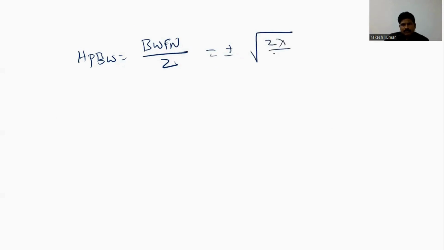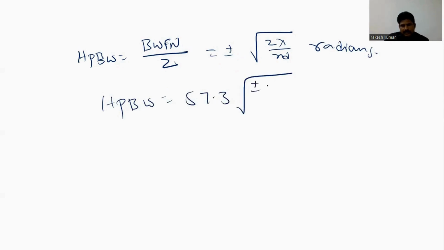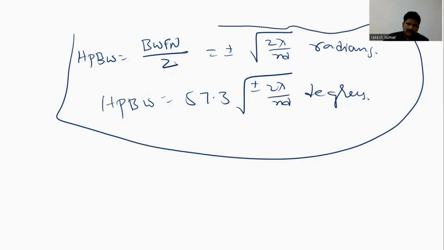Similarly, we calculate the half power beam width. We know the relationship between first null and half power beam width. Half power beam width is equal to beam width between first nulls by 2. That is equal to plus or minus root of 2 lambda by nd in terms of radians, or in terms of degrees it is equal to 57.3 plus or minus root of 2 lambda by nd. This is in terms of degrees. Okay, so these are the different formulas for the Endfire array.